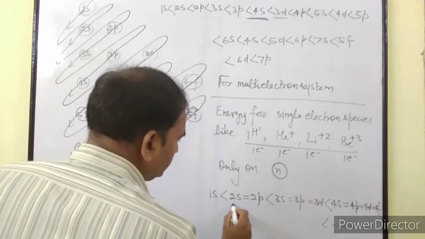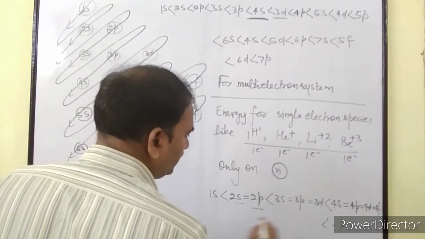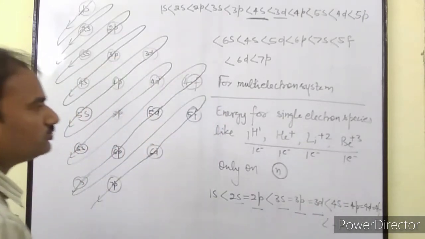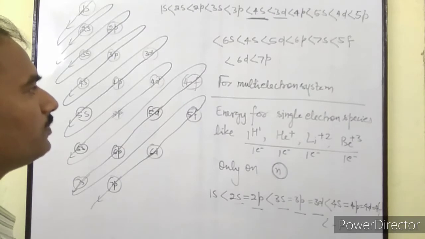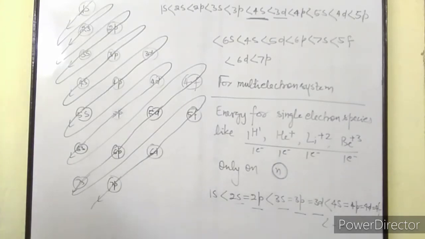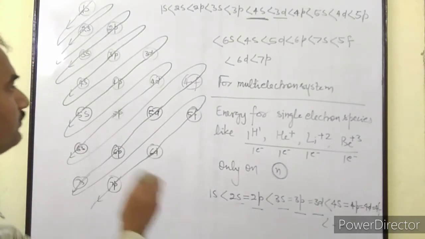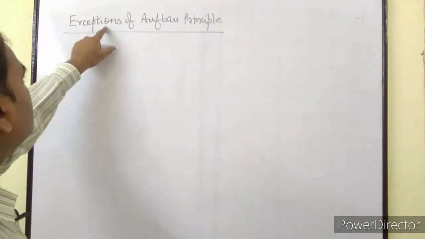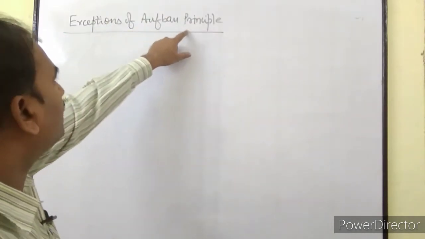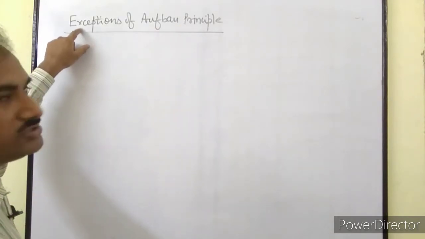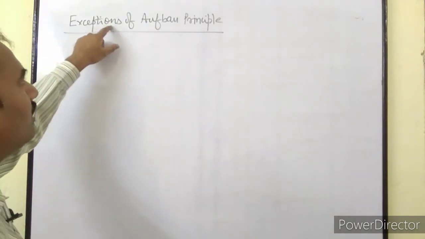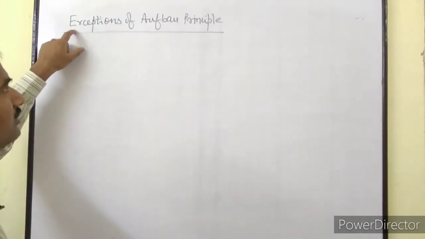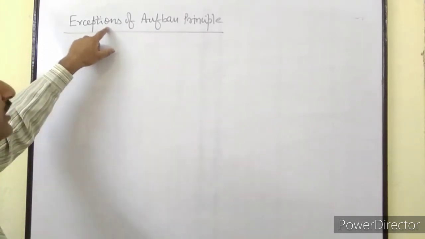So energy of 2s will be equal to 2p, energy of 3s will be equal to 3p and 3d, and so on. So let us see the exceptions of Aufbau principle. There are some exceptions which do not follow the increasing order of energy of orbitals, which do not follow the filling of electrons in the order of their increasing energy.